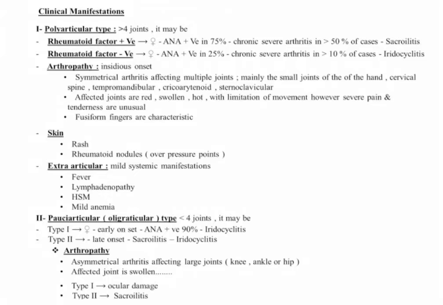Pauciarticular, oligoarticular, less than 4 joints, it may be type 1 or type 2. Early onset, anti-nuclear antibody positive in 90%, presented with iridocyclitis. Late onset: sacroiliitis, iridocyclitis. Erythropathy, asymmetrical arthritis, affecting large joints, knee joint, ankle joint. Affected joint is swollen. Axial polyarticular, affecting small joints, presented as symmetrical, both limbs affected.